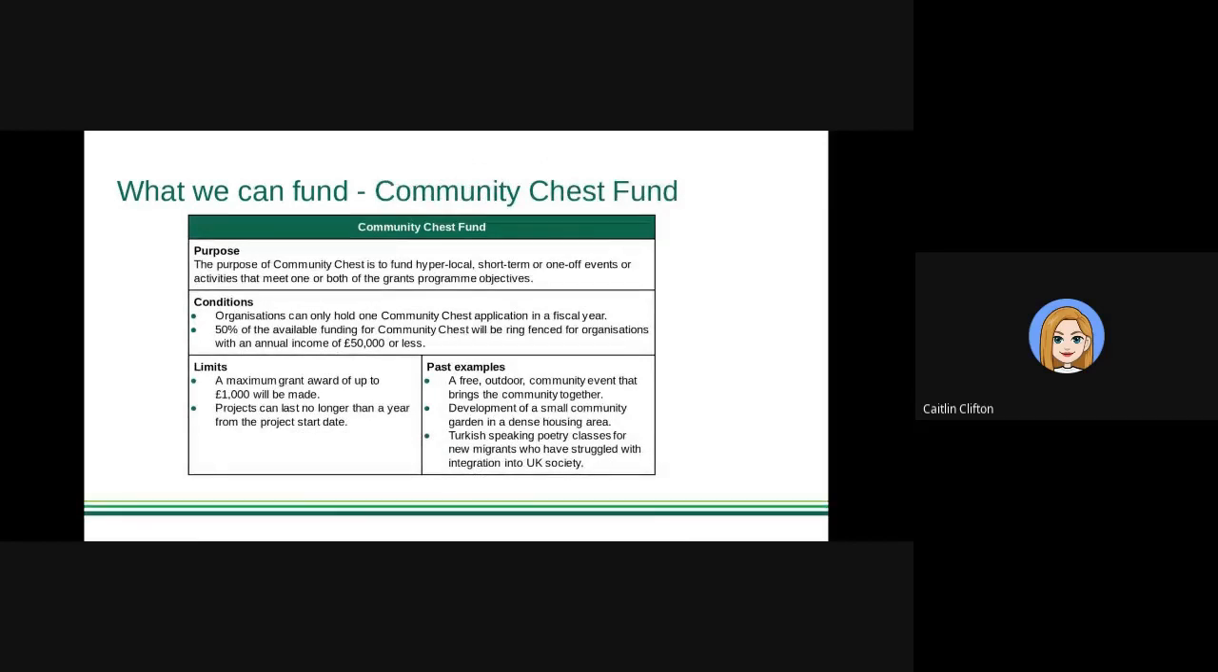Moving on to Community Chest. The purpose of Community Chest is to fund hyperlocal, short-term or one-off activities that meet one or both of the program objectives. The key differences to small grants are that we are really looking for hyper-local, and that is indicative really with the fact that we will allow structured groups of residents to apply, and that the maximum grant award will be £1,000. So if you apply for more than £1,000 for a Community Chest application, we will ask you to change your application to a small grant if it is eligible, and to resubmit your application. If, for example, you're a structured group of residents and you submit an application for more than £1,000, your application will not be eligible because this would be outside the guidance and it will be withdrawn.